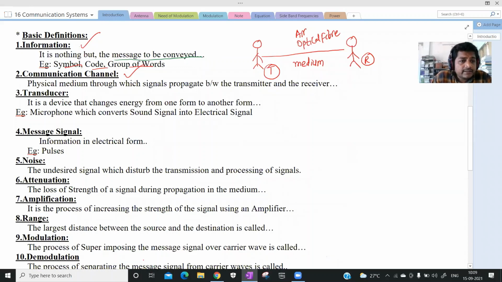All right. Next one is a transducer. Here, we cannot send signals directly into the space. For example, if you want to send signals to very large distances, we convert those signals into electrical pulses. So we want to convert one form of energy into another form of energy. This can be done by a device called a transducer. It is a device that converts one form of energy into another form of energy.